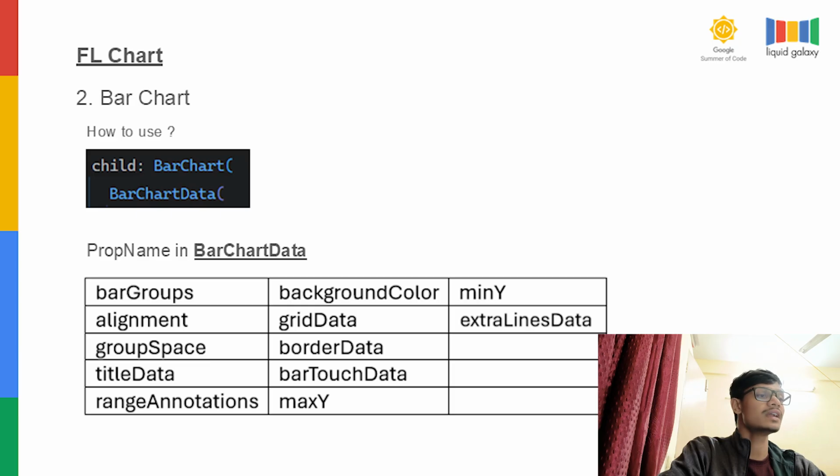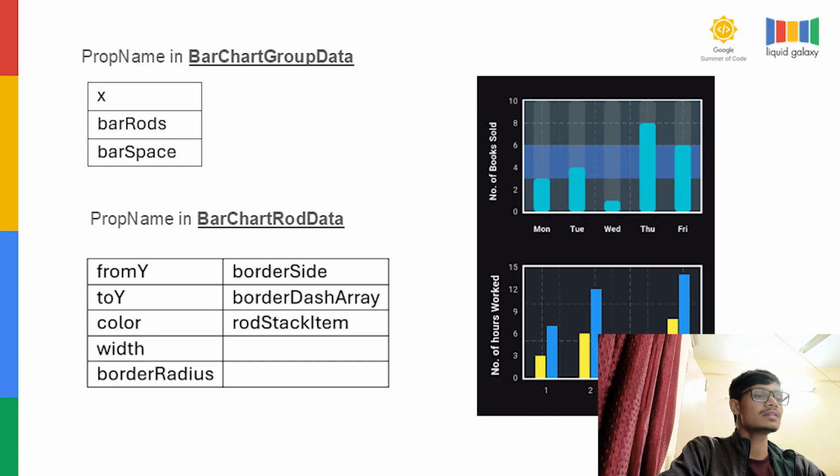Grid data shows grid lines for value reference. Border data adds chart boundary. Title data controls x and y axis labels. Bar touch data enables touch and tooltip interactions. Next, bar chart group data and bar chart rod data. Each bar on the chart is actually built in two layers, group data and rod data. Bar chart group data: x is the x-axis index, bar rods is the list of bars inside one group, bars space is the space between bars in the same group.